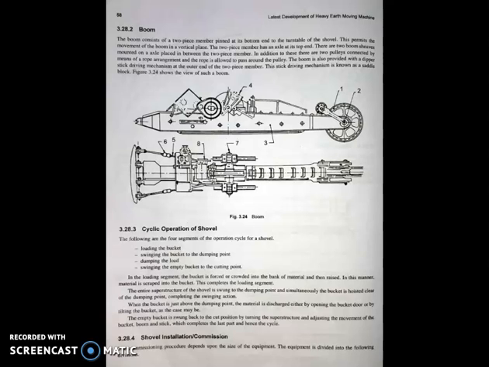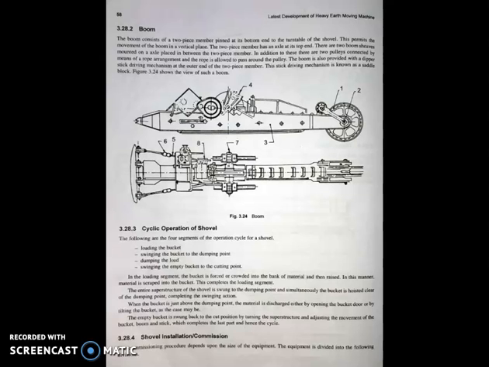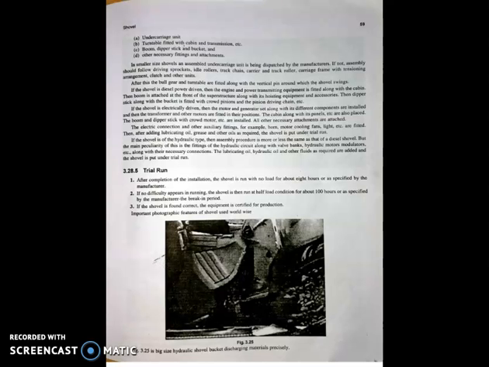After the cyclic operation, the next topic is shovel installation and commissioning. The commissioning procedure depends upon the size of the equipment. The equipment is divided into the following divisions. Number one is the undercarriage unit, turntable, fitted with a cabin and transmission. Next is the boom, dipper stick and bucket, and the last one is other necessary fittings and attachments. In this way, the shovel is installed.